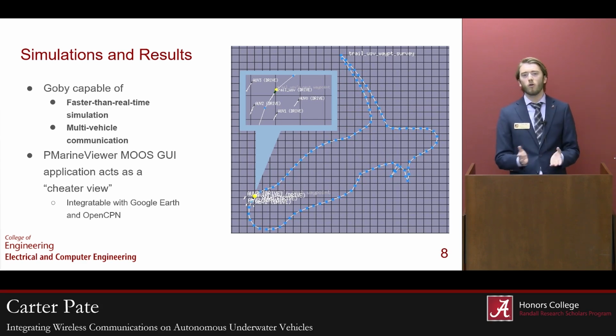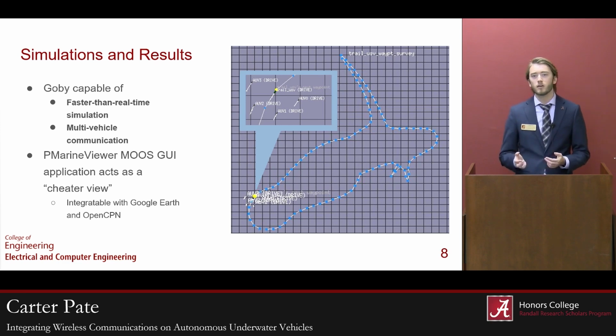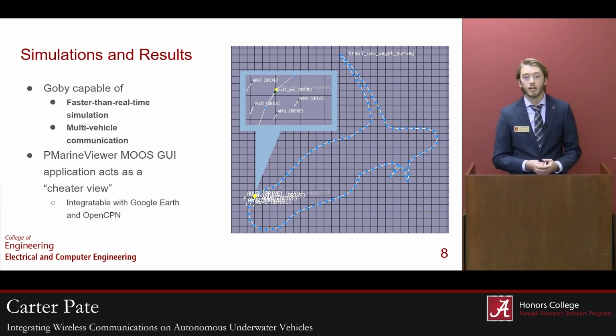As a nice quality of life touch, Gobi interacts with a number of graphic interface applications for displaying these simulations. The one shown here on the right, P Marine Viewer, is technically cheating because in this simulation, movement and position data are always known in real time, which we can't expect from an in-the-field test. But Gobi's plugins with P Marine Viewer and Google Earth and OpenCPN display the data in a far less continuous manner that's more akin to what you'd see out in the field.